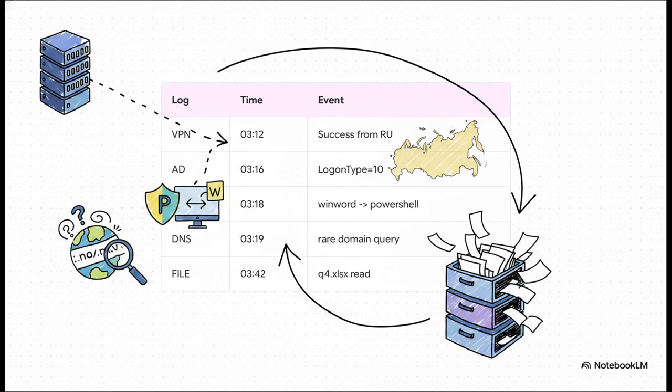Take a look at these raw logs. We've got a successful VPN login coming from Russia. Following that, an Active Directory logon. Next, the EDR shows Microsoft Word launching PowerShell. After that, a DNS query goes out to a rare domain. And finally, we see massive access to a local file server.